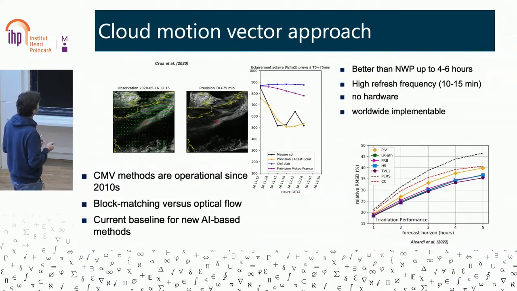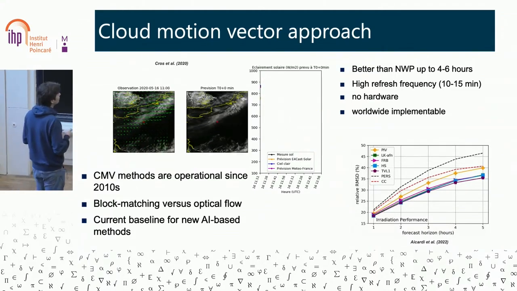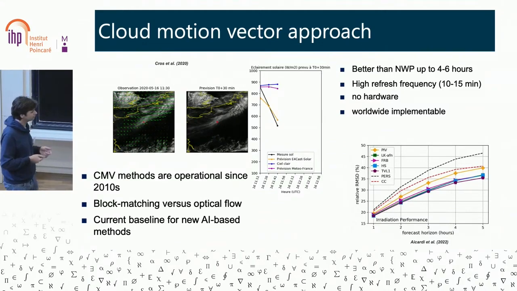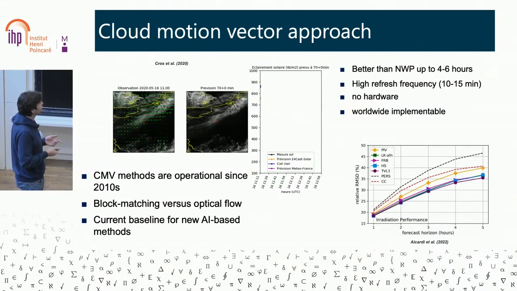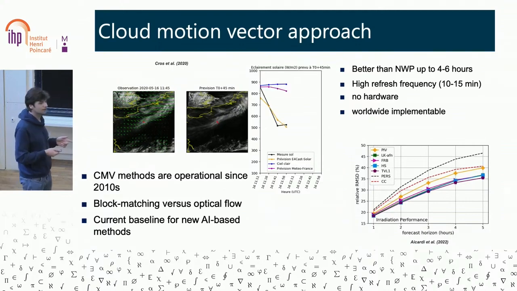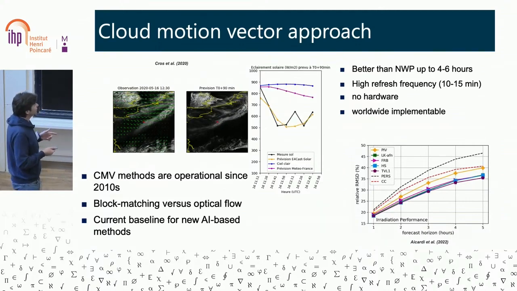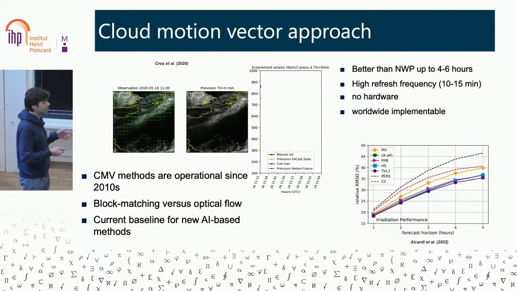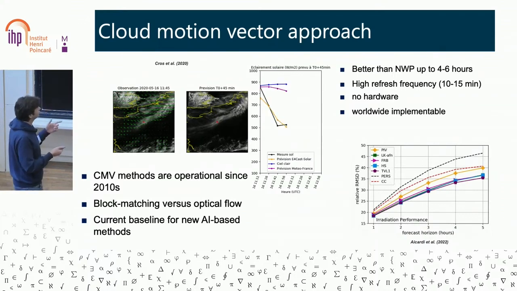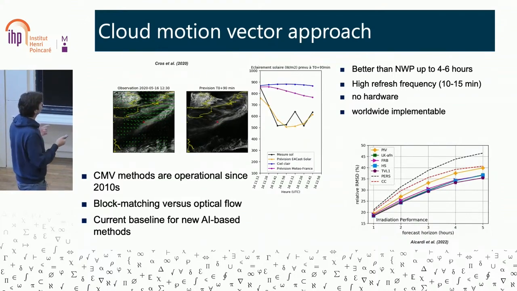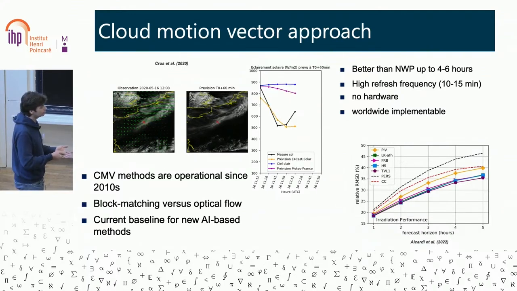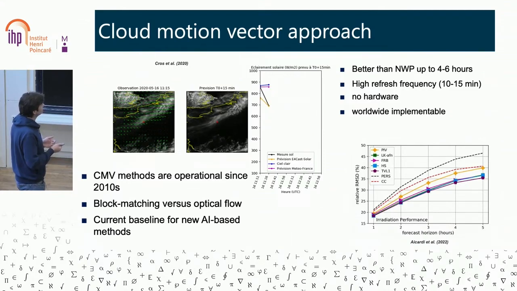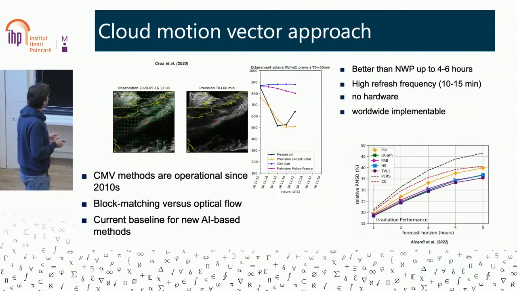This kind of forecast has a reputation to be better than NWP up to 4 or 6 hours, depending on the weather situation. The advantage of this forecast is the high refresh frequency. Each time a new satellite image comes, we can do a new forecast, so we can do a new forecast every 15 minutes. We don't need hardware, unless to calibrate the measurement. It's good, but operationally no. And we can implement it worldwide.